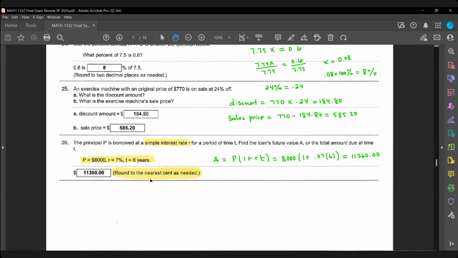Plus it says round to the nearest cent. So you want to write cents, even if it's a whole number, because the way MyMathLab wants it, it wants cents. You give them cents, even if it's 00.